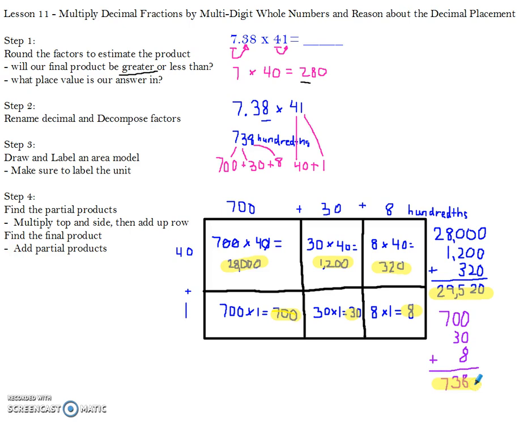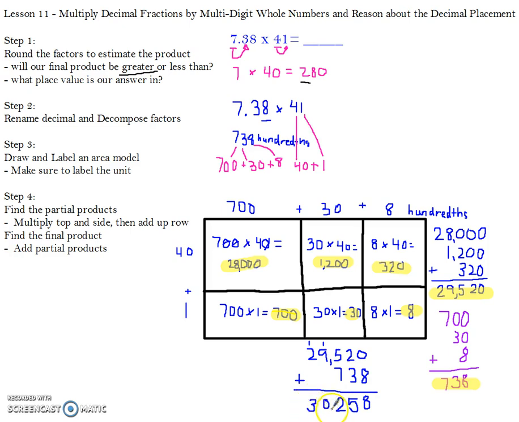Now to find my final answer, I'm going to add these two partial products together. So let's add them up. 0 plus 8 is 8. 2 plus 3 is 5. 5 plus 7 is 12, so I leave the 2 and carry the 1. 1 plus 9 is 10, so I leave the 0 and carry the 1. 1 and 2 is 3.